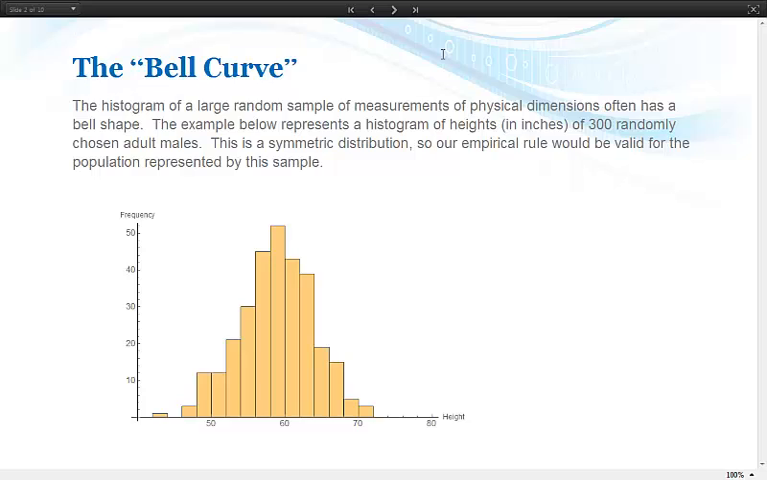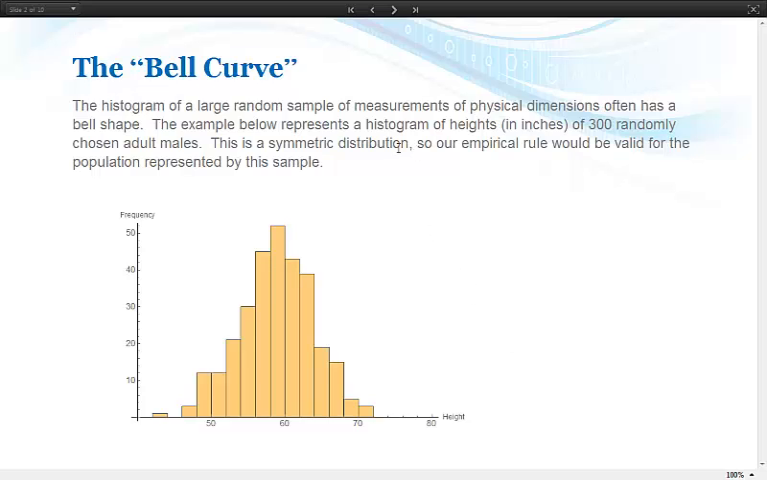So this has to do with the famous bell curve, and one reason why it's useful is because if I create a histogram from a sample of data that's based on physical measurements, it also applies in other situations. The histogram often is symmetric, like the one pictured here, or has a kind of bell shape. The example below represents the distribution of heights in inches of 300 randomly chosen adult males. So the mean's somewhere around 59 or 60, and the heights range up to a little over 70 inches and down to a little below 50 inches.